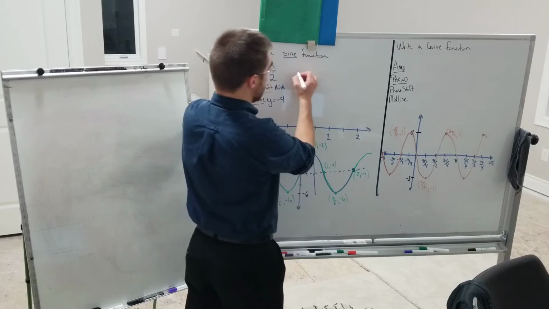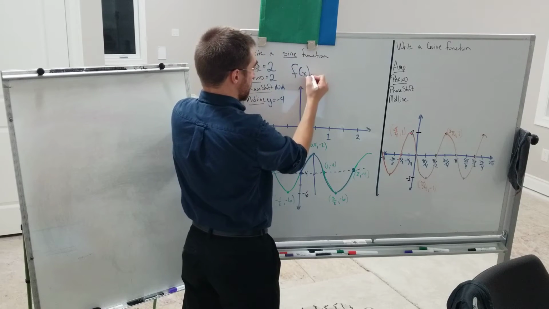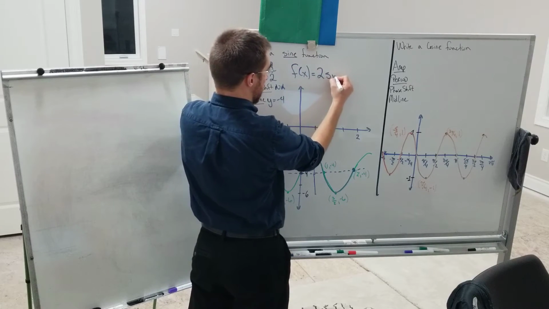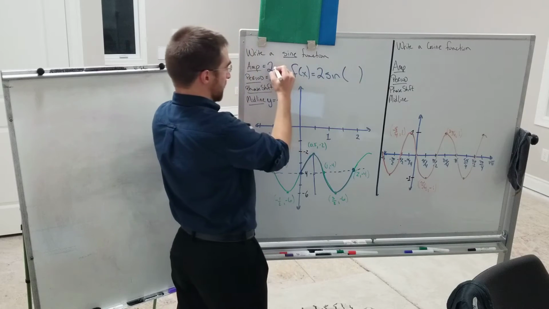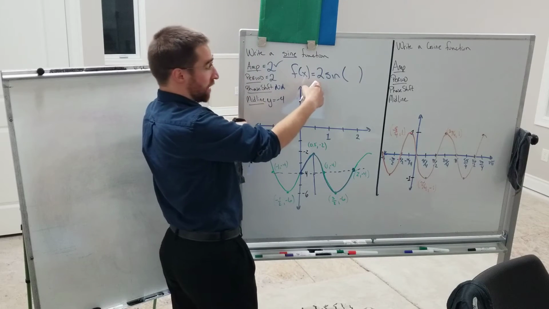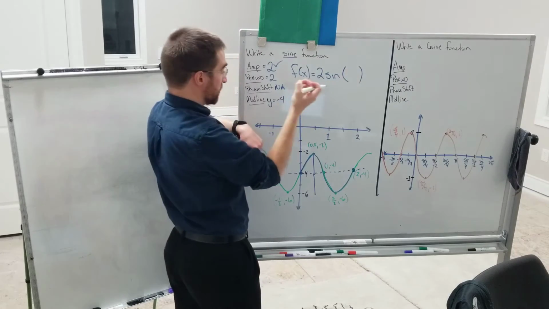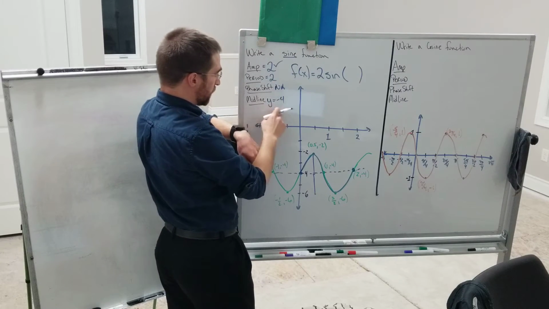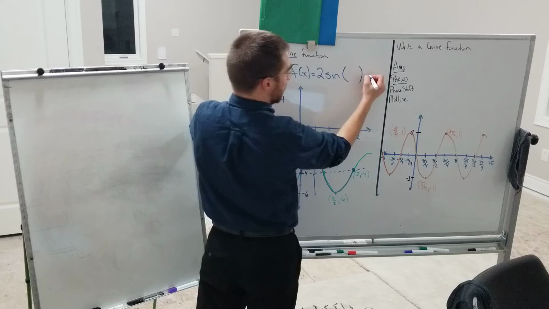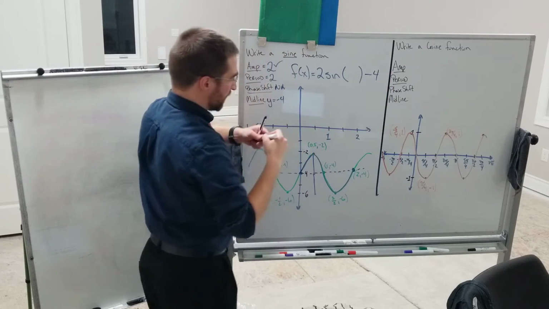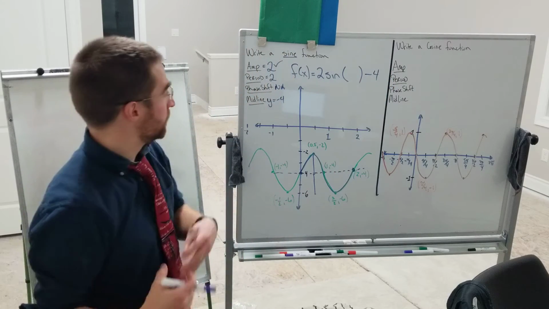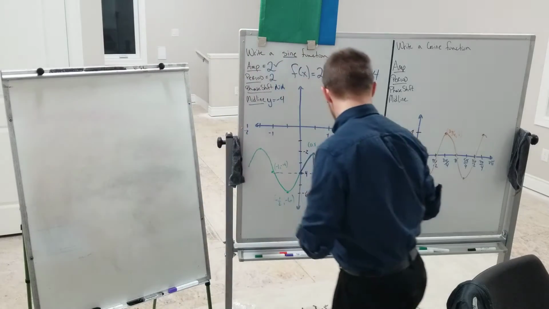So to write our equation, we're just going to say f of x equals 2 sine, and this 2, the amplitude, is our a value. We're going to deal with the period in just a second. And then we have a midline of -4, so we're going to subtract 4. Now let's look at how we use the period to find what goes in here with the x.